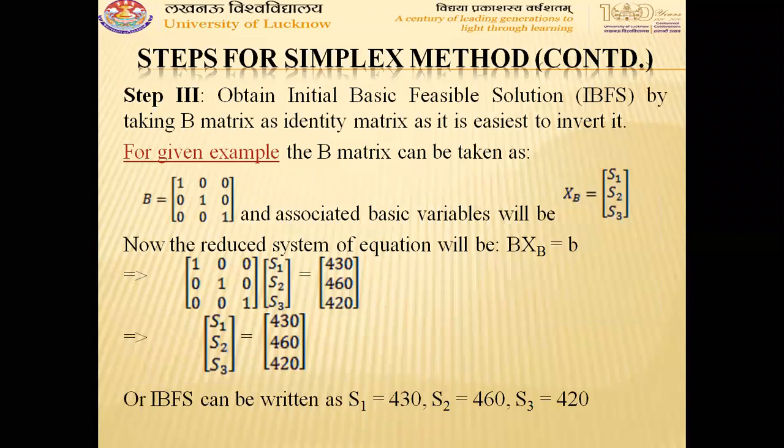Now step 3 said obtain the initial basic feasible solution by taking B matrix as identity. So B matrix is same as we have discussed in basic solution. It is better to use basic matrix as identity, as we use xB is equal to capital B inverse small b. If we take capital B as identity matrix, then B inverse will also be identity matrix, and it has the property that when it is multiplied with any matrix, that matrix is obtained. So using this matrix, it is easy to invert and easy to multiply. We take the initial matrix as identity matrix.